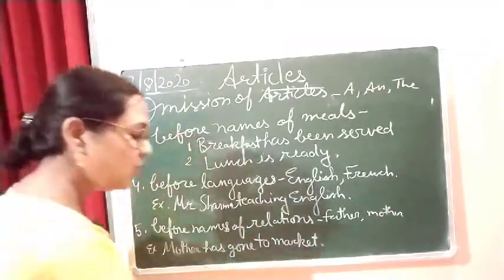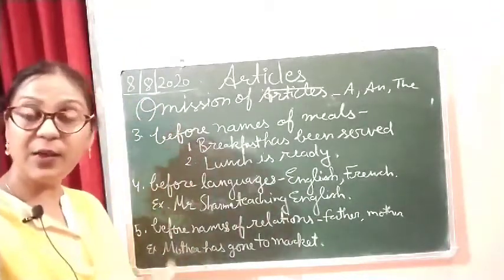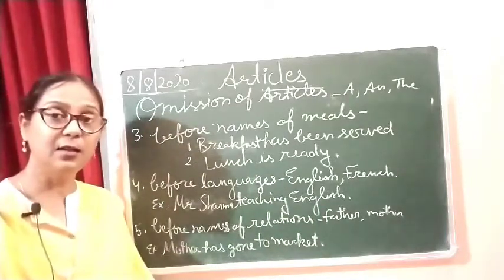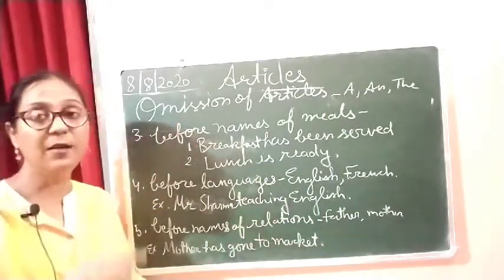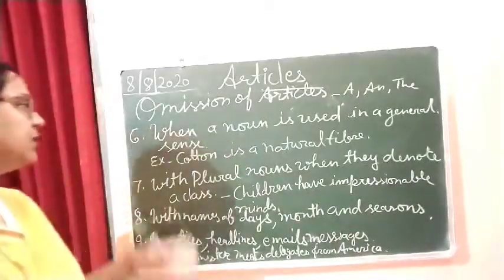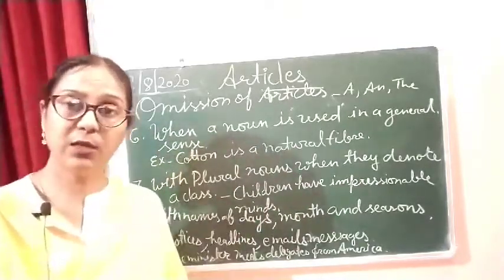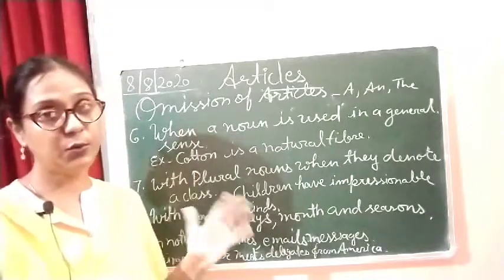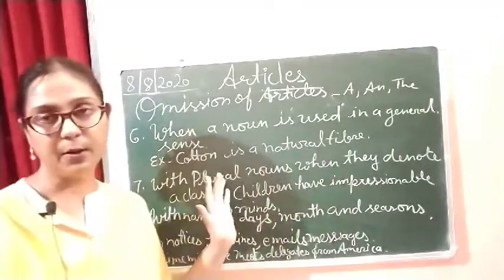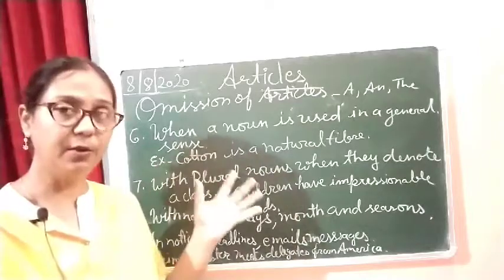Now we are moving to the next few points, which we have to learn, because this is very important if we are using articles. To these points we have to keep in our mind. Now, sixth point, when a noun is used in a general sense. Whenever the noun is used in a general sense, we are not supposed to use any article over there. For example, cotton is a natural fiber. Here, cotton is a noun and we have used it in a general sense.